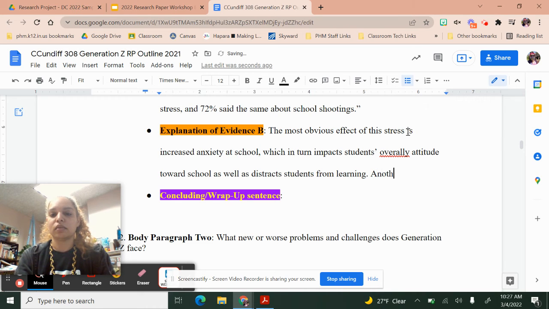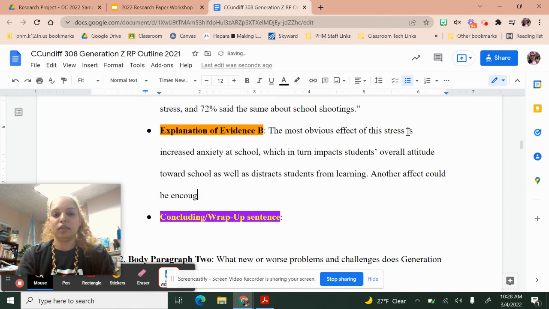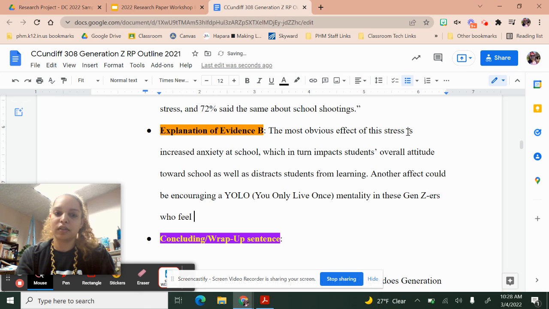Another effect could be encouraging a YOLO, you only live once mentality in these Gen Zers who feel they could die any day.